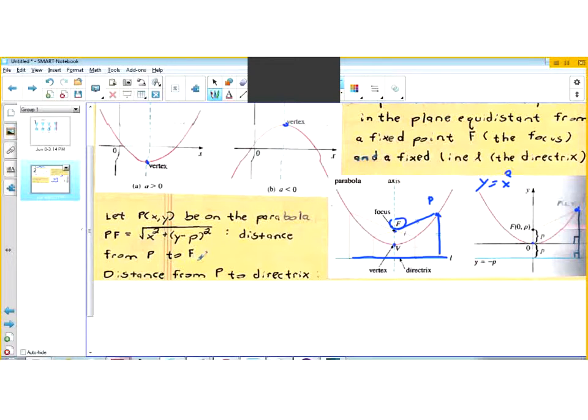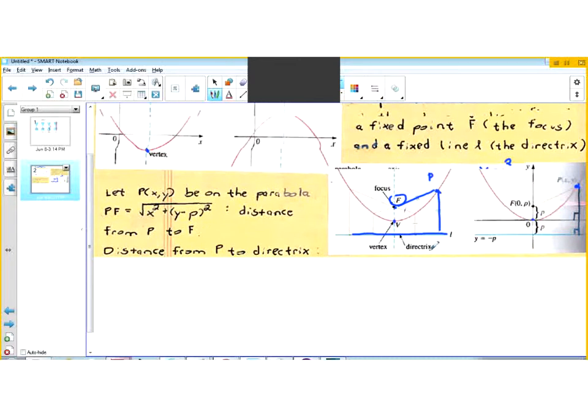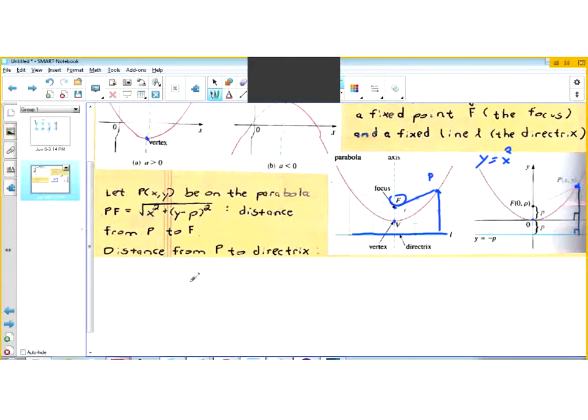Now the distance from point P to the directrix, okay, so what would that be? Well, let's see if we can calculate that out. That would be this distance, right? That would simply be this distance. That would be y.